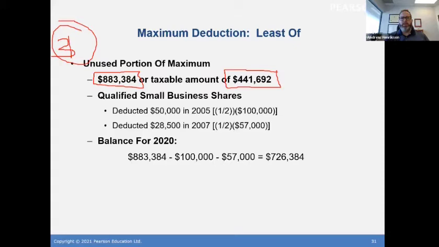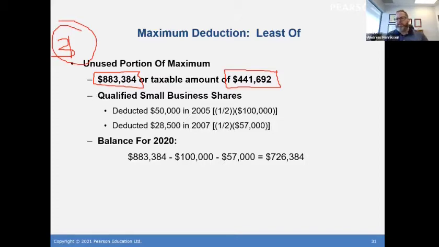So this 883,384 is literally your lifetime amount. So you could use 100% of it this year, 100% of it next year. You can chip away at it over your lifetime. So that's your pot that you have to work from for your whole life. Once you've used it up, it's gone. It's indexed, so a little bit more could be added to the pot. But if you use that whole 883,384 in 2020, now you're down to 0.